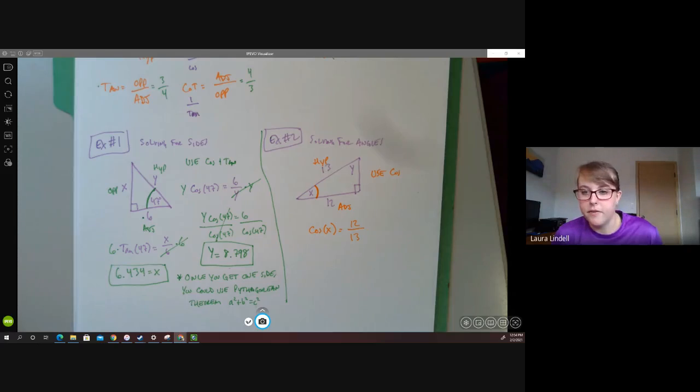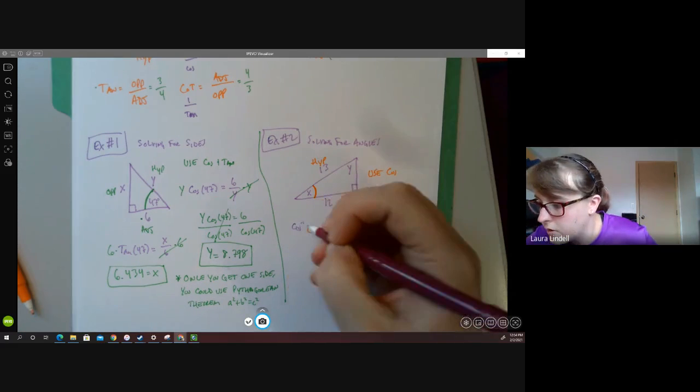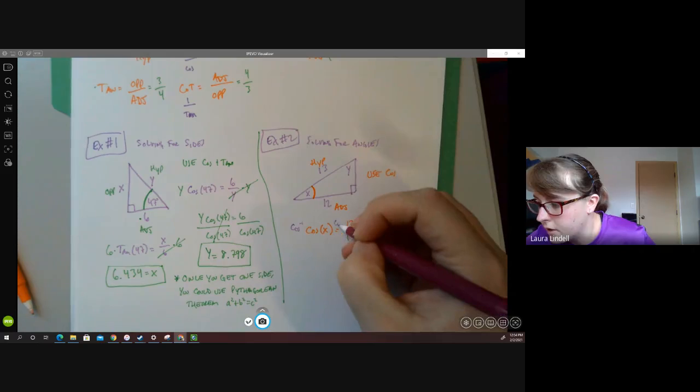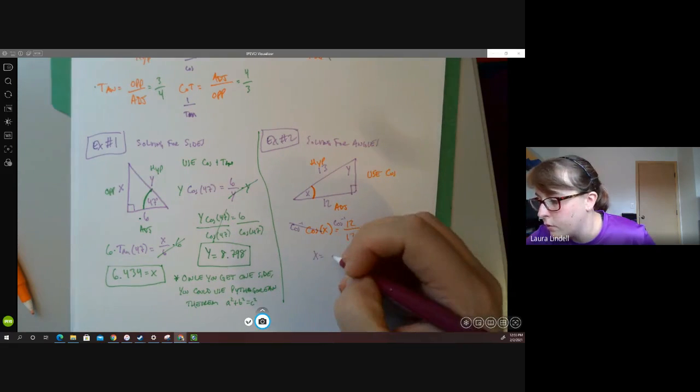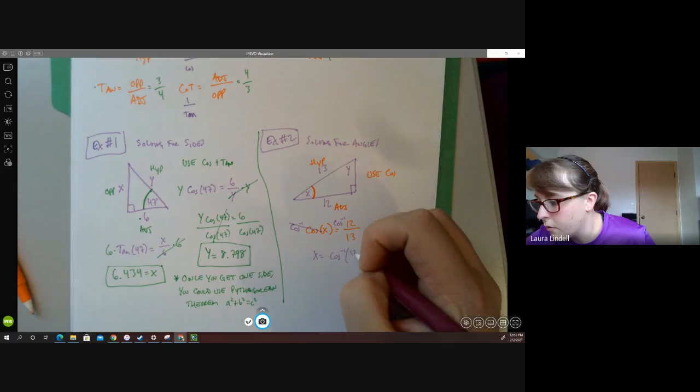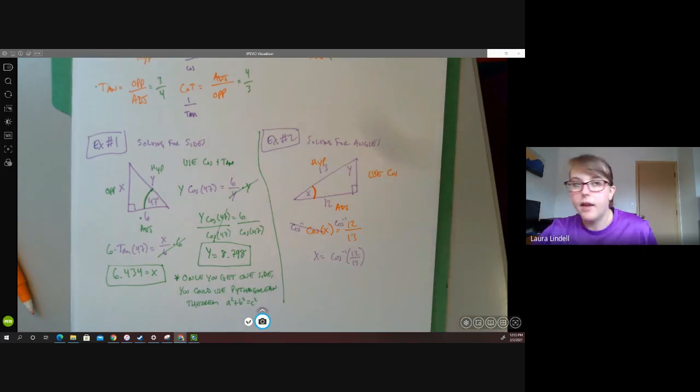Trig identities, inverse. Yeah, inverse of cosine is what I would use. Seen a lot of good answers there. Yeah, so what I would do on both sides instead is go cosine inverse, because that's what undoes a cosine. And so then we get x equals cosine inverse of 12/13. And that is something I can type into the calculator.